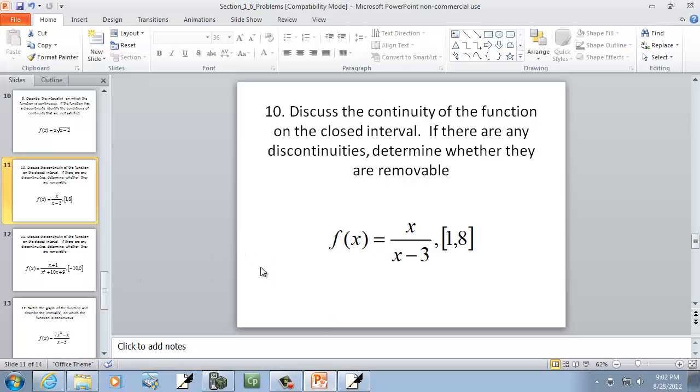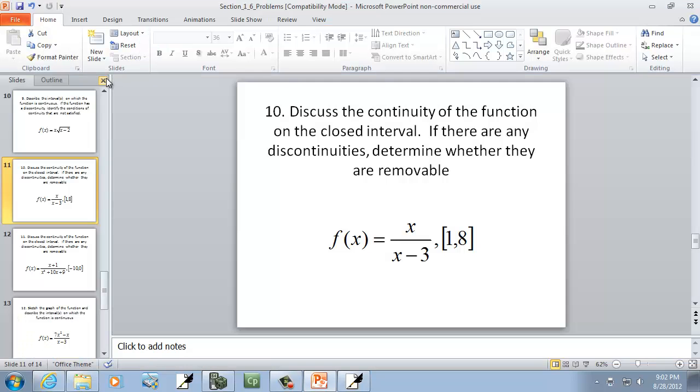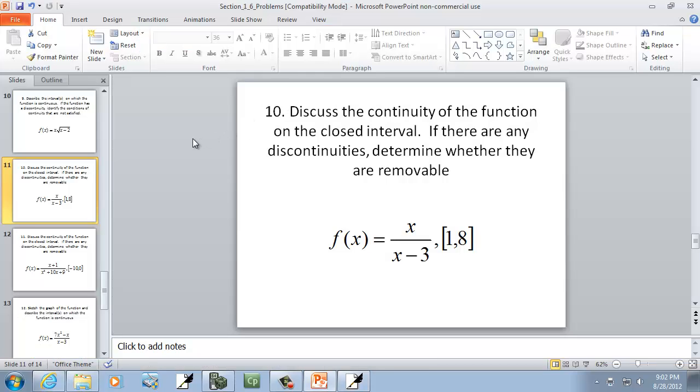There we go. So let's take a look at this one. We've got f of x is equal to x over x minus 3 from 1 to 8. And it says discuss continuity. If there are any discontinuities, determine whether they are removable or not.